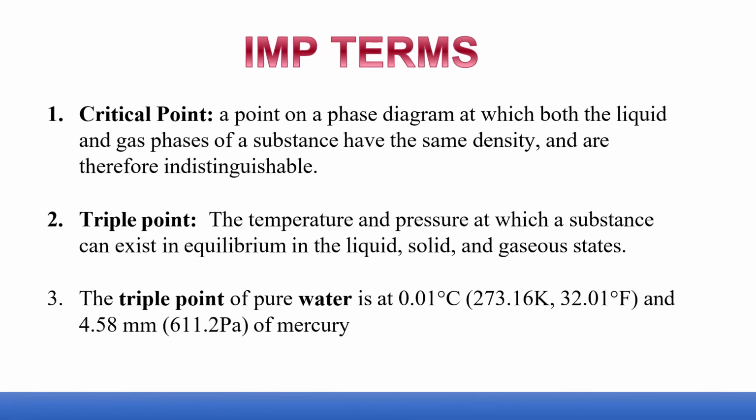A few important terms in the phase diagram of water are the critical point, which is a point on a phase diagram at which both the liquid and gaseous phases of a substance have the same density and are therefore indistinguishable. Triple point is a temperature and pressure at which a substance can exist in equilibrium in the liquid, solid and gaseous states. The triple point of water is at 0.01 degree centigrade and 4.58 millimeters of mercury.